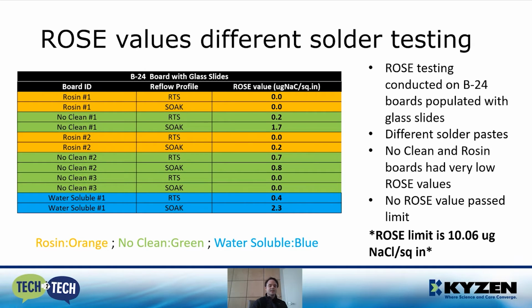This next set of data was gathered as a repeat study of the previous slide, but conducted on B24 test coupons instead. In keeping with the previous data set, the rosin and no-clean flux boards' ROSE values were also very low and had many zero readings. Interestingly, the water-soluble boards also had quite low values this time around. The flux should be highly active and easily read by the ROSE machine, but if it can't penetrate well enough under the board part, then it will struggle to properly quantify ionic contaminants.